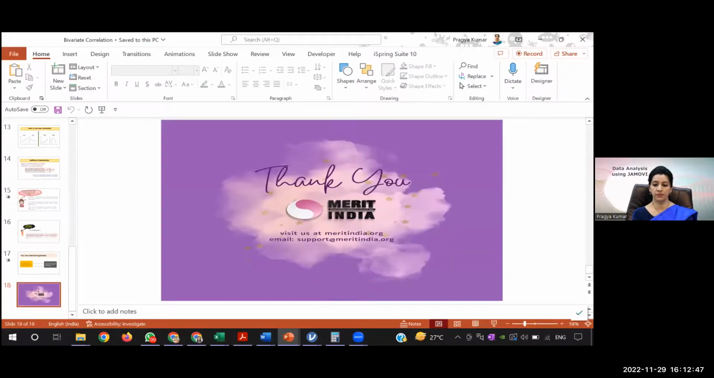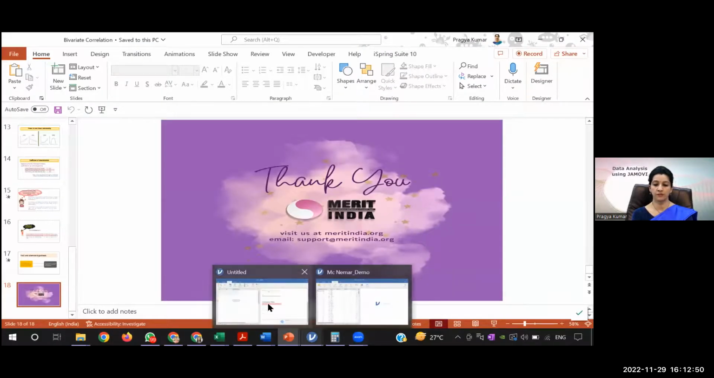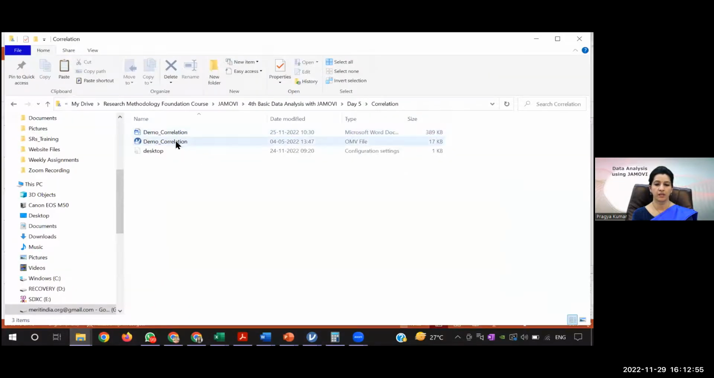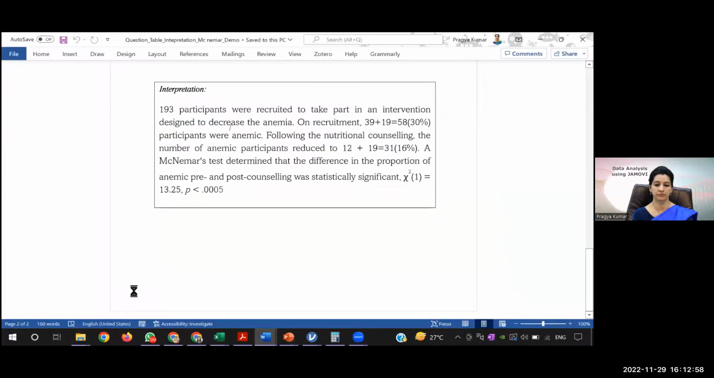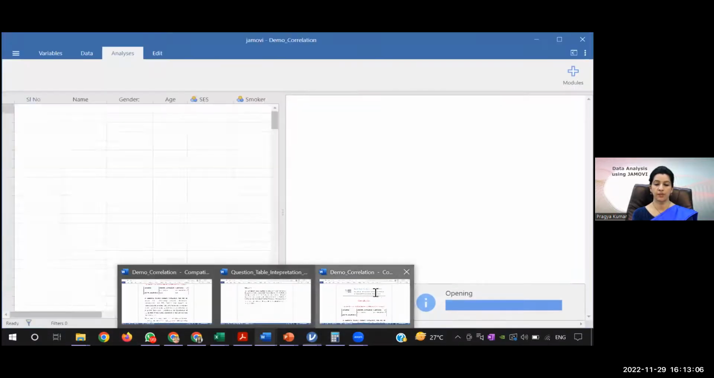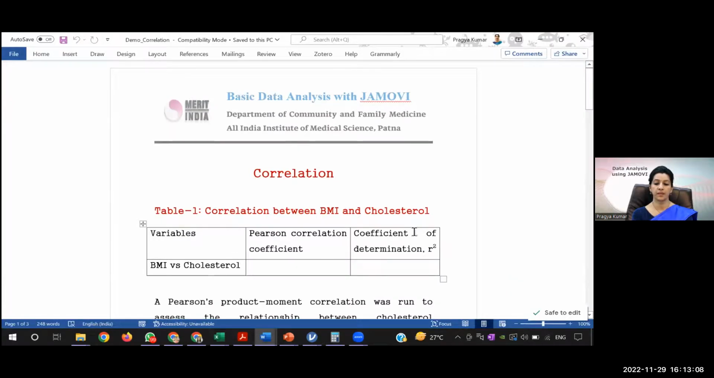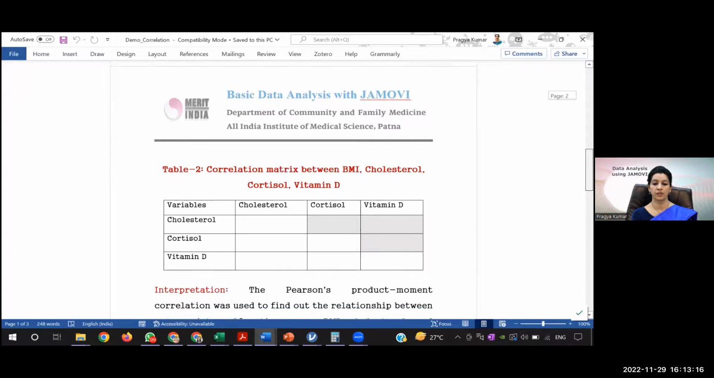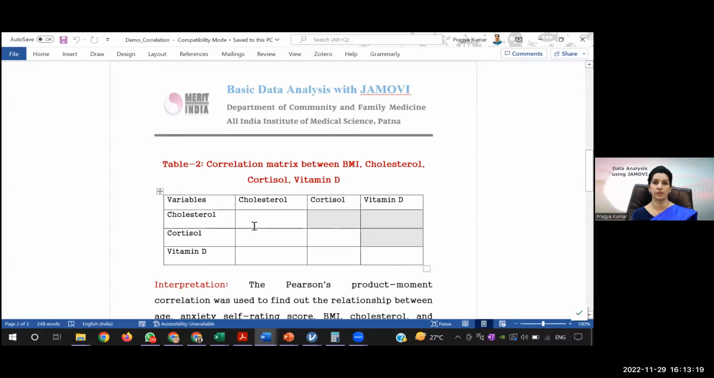So coming to the demonstration, this is my sheet. I'll open this question. I have to apply the correlation between the BMI and cholesterol. You have to write in the table, and then I have to do the multiple correlation also. Multiple correlation means I have to do the correlation between the cholesterol, cortisol, and vitamin D.